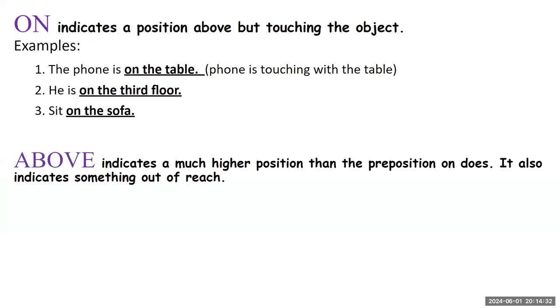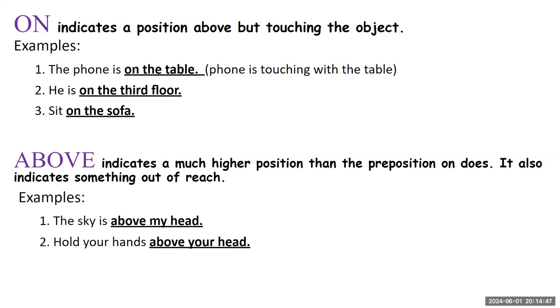Above indicates a much higher position than the preposition on. Thus, it also indicates something out of reach. Examples: the sky is above my head. Hold your hands above your head. Stars are above the sky.